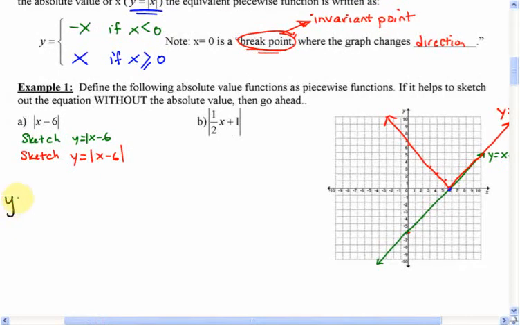I'll say y equals, and I'll put a big curvy bracket. And now how many pieces do you think are part of this function? How many pieces? 1 piece, 2 pieces, 3 pieces? 3 pieces? 2. Yeah, just 2. There's this one, and there's this one.